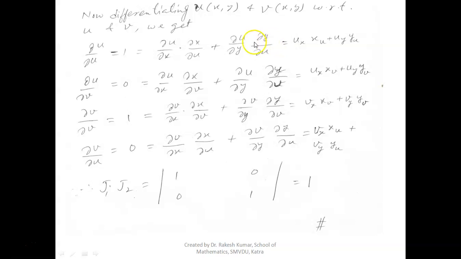Now we can see these things. This is the first element of the first row and second element of the first row of the previous determinant, and similarly the first element of the second row and the second element of the second row. These are written like this: 1 0 0 1, and the value of this determinant is 1. So this is how we prove it.